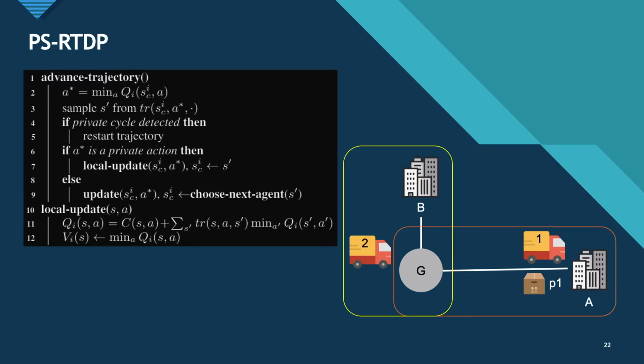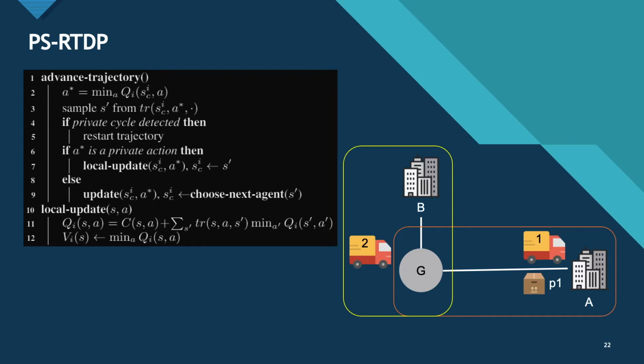The main difference between DRTDP and PSRTDP is the fact that in PSRTDP we only request Q values or send trajectory messages when a public change was made to the current state. For example, agent T1 loading P1 would result in a public change, since P1 is no longer in city A. But T1 driving to center G would only change the private state of T1's location, so there is no need for messages to be passed between the agents.